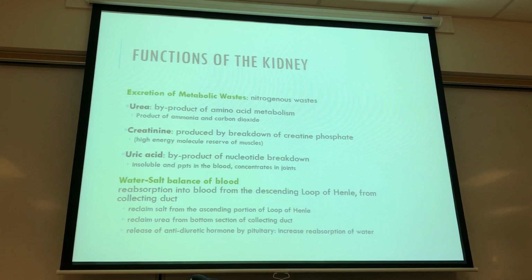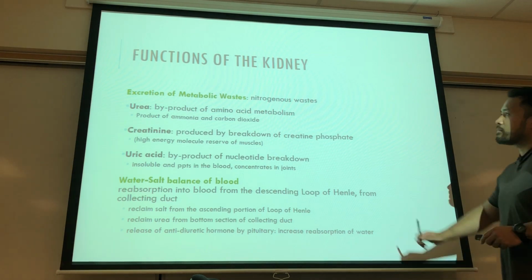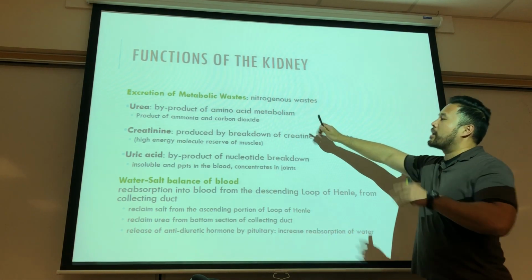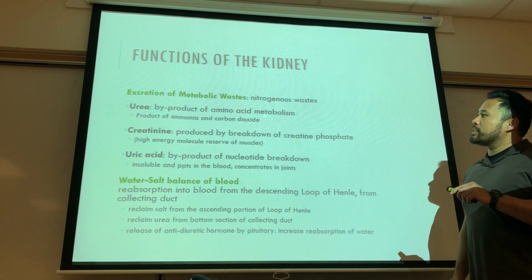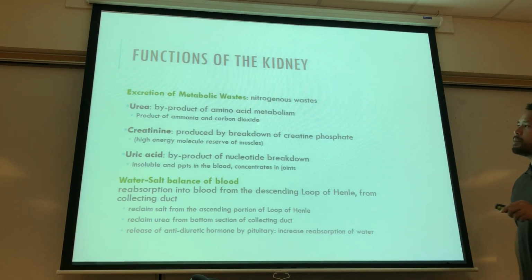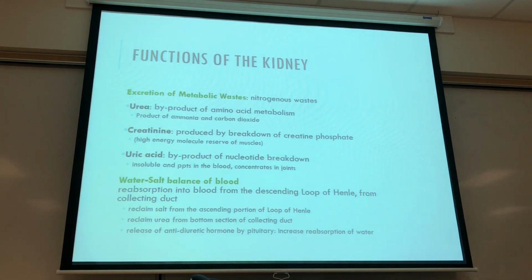So here we're going to be able to see metabolic waste. These are things that are involved in cellular respiration. Or actually, sorry, I take that back, not cellular respiration, but in metabolism. When we break down amino acids, one of the byproducts of breaking down amino acids is urea. And urea is produced from ammonia, which is one of our main byproducts from breaking down amino acids.